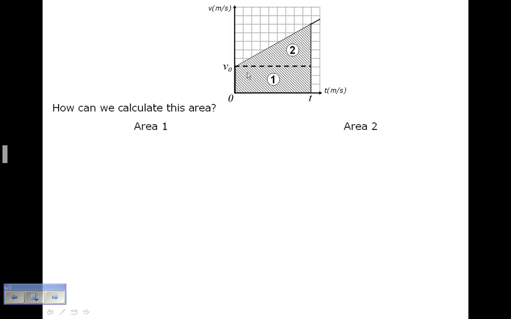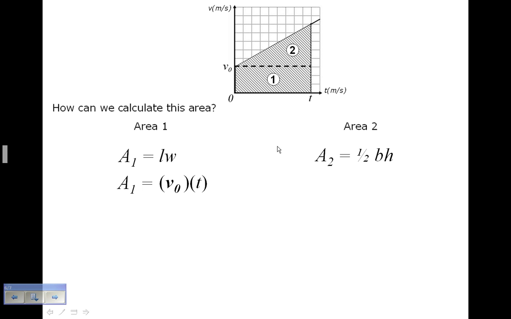So area 1, this is simple, right? It's just length times width because it's a rectangle. So if we think about the variables we're using here in this generalized graph, the length, if we want to call the short side the length, has a height of v0. All right, this rectangle is v0 high, in other words. Its width would be the time interval of interest because we're going from 0 to time t. So that's not too difficult. Just two values that are controlling the area of that part of the graph.